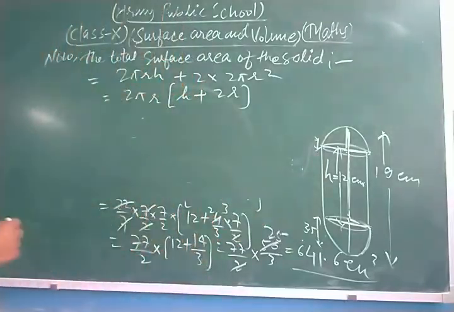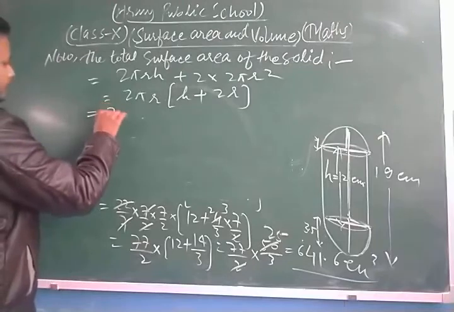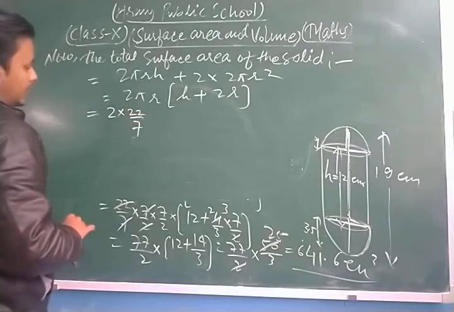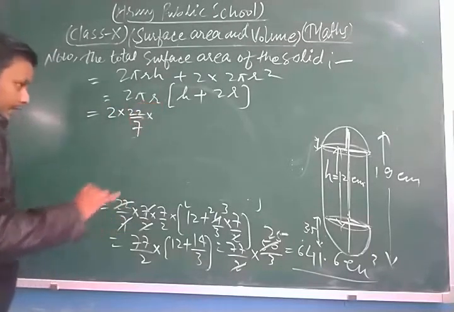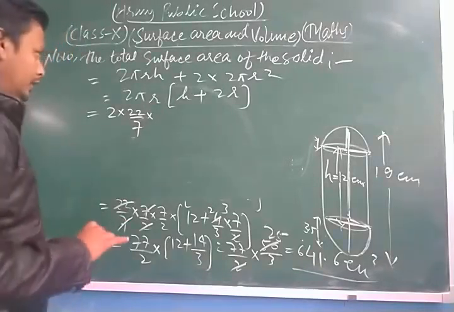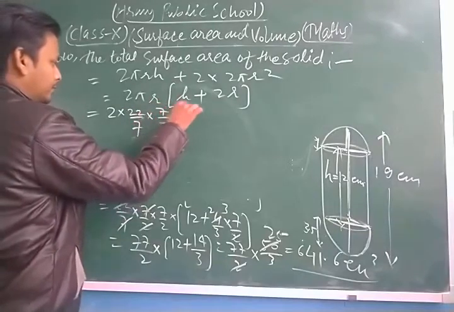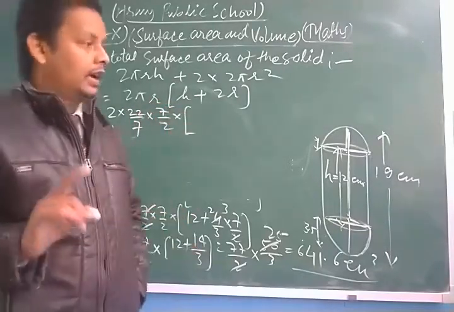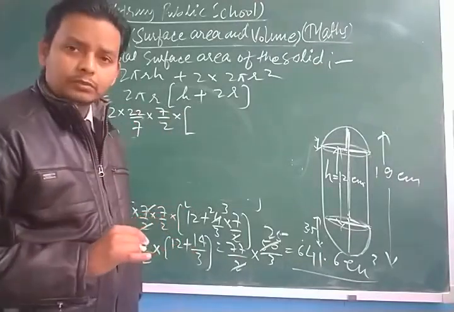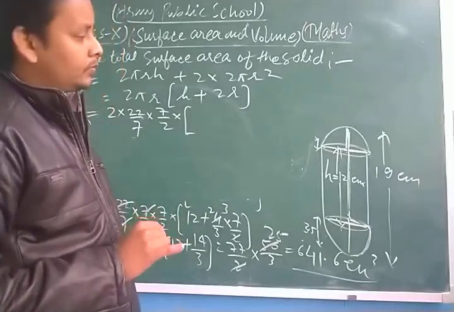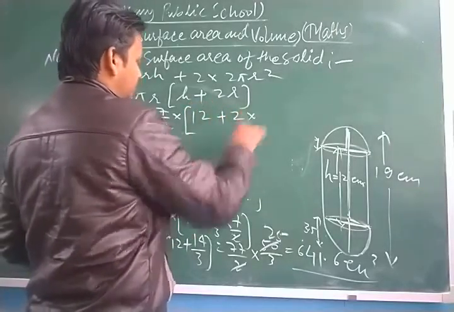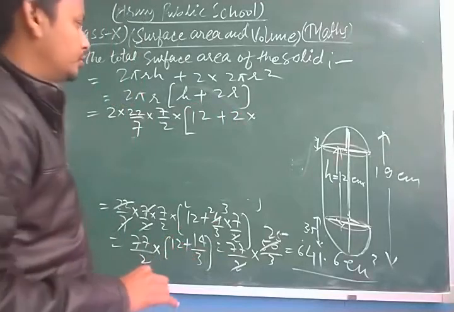Now look, we just put the values. So 2 into pi, the value of pi we take as 22 upon 7, into radius. Radius will be the same, that is 7 by 2. H is what? Height of the cylindrical portion, and in this question the height of the cylindrical portion is 12 centimeter. So here we put 12 plus 2 into R, means 7 upon 2.